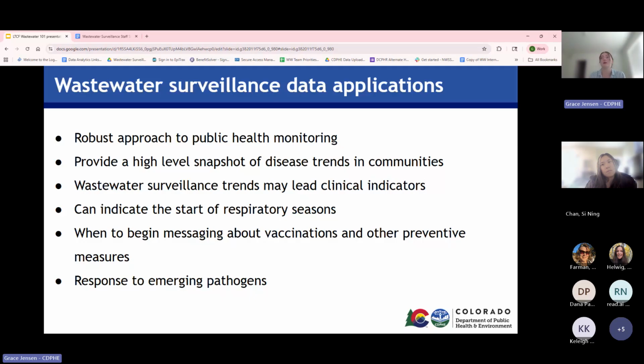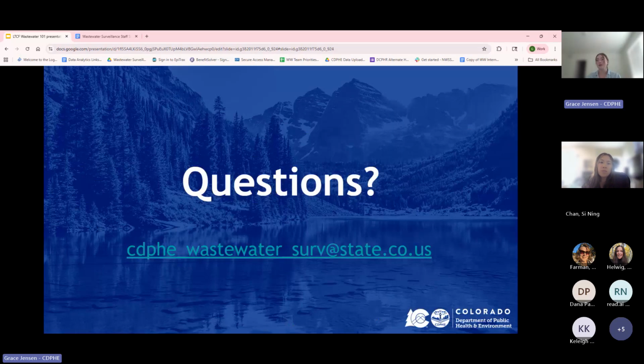And most recently, we had an example where we detected measles in Grand Junction, and that happened 3 or 4 days before we saw an actual clinical case pop up in that same area. It can also be used to indicate the start of respiratory season. So knowing when to begin messaging about vaccinations or other preventative measures is really helpful. And it's just a really great tool to add to our toolbox to respond to these emerging pathogens as we're seeing them. So I could talk about this for hours.